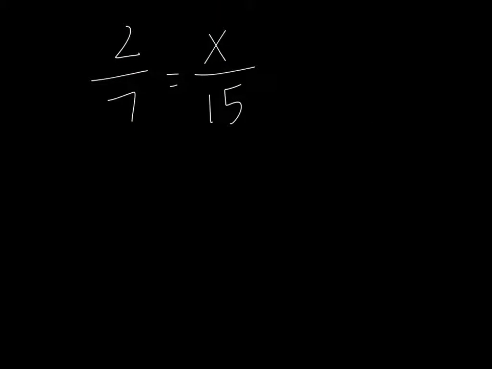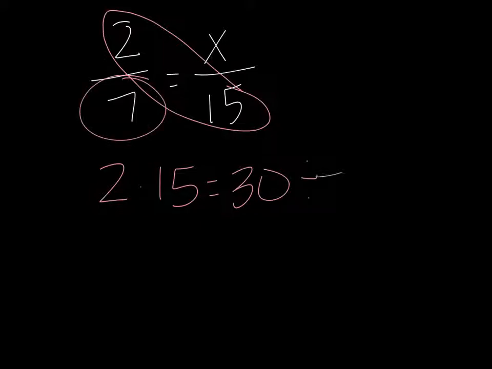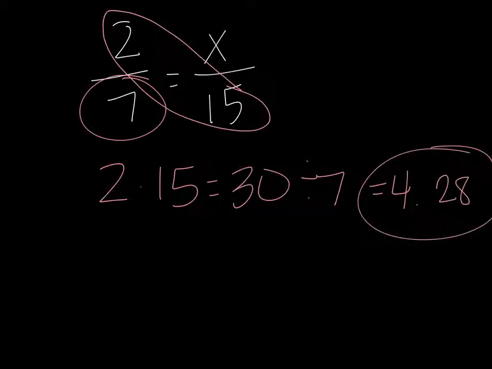Practice using cross multiply and divide to solve this proportion. Try and solve it on your own by pausing the video, and then restart the video to check your work. So if we cross multiply 2 times 15, we get 30. Divide by 7, we get 4.28, which would be our answer. So x equals 4.28.